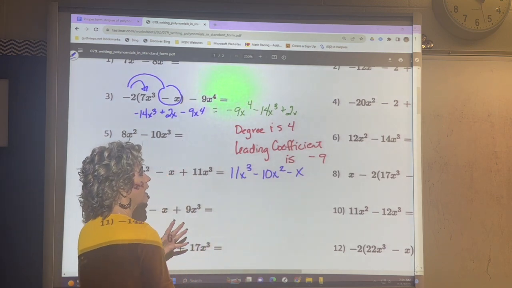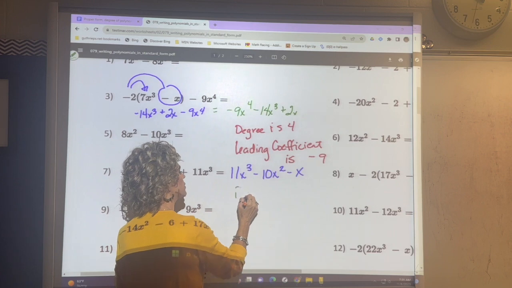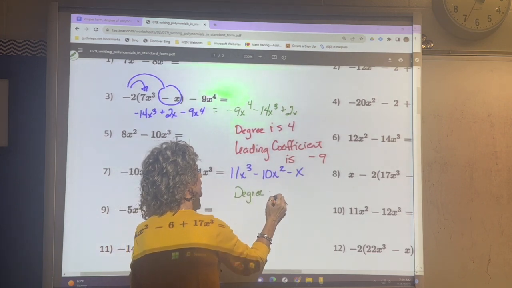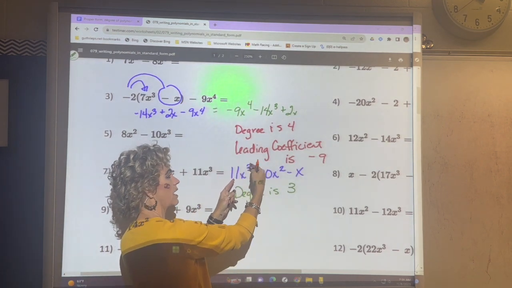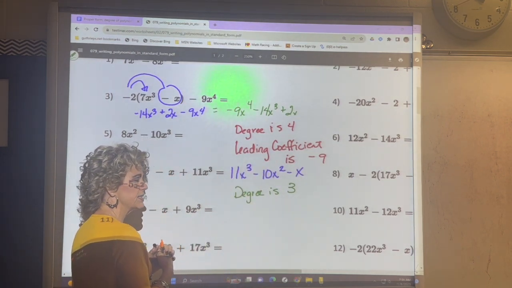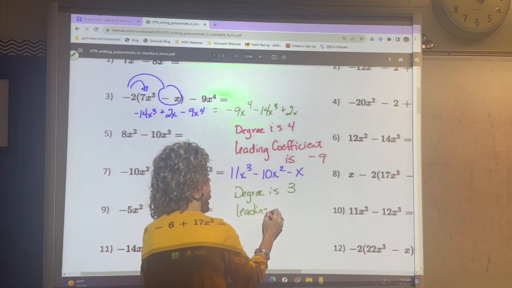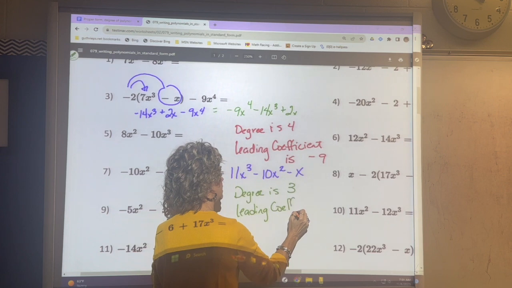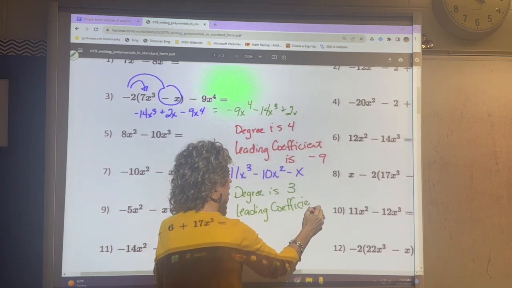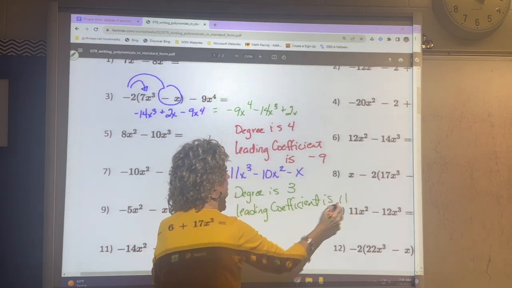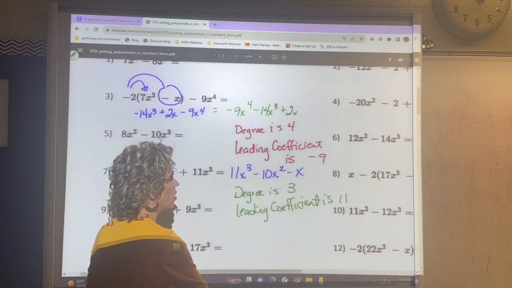So now all I have to do is identify the degree. The degree is easy. 3 was the degree. Leading coefficient, the number in front of my variable with the highest exponent. The degree is 3. My leading coefficient is 11. Okay, so quick, simple, easy, not too bad at all.